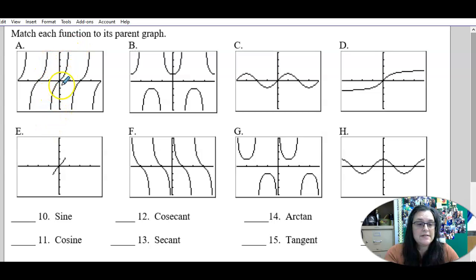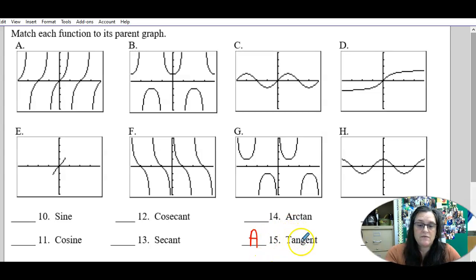It's an increasing function, and it's got asymptotes at pi over 2 plus or minus k times pi. The zeros are at the origin and at pi, so every pi units we have a 0. Those are the features of the tangent parent graph. So graph A is tangent.